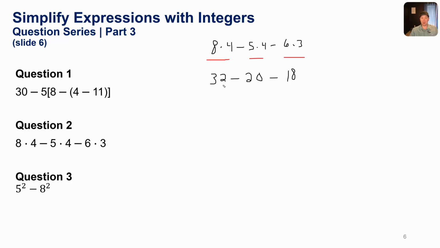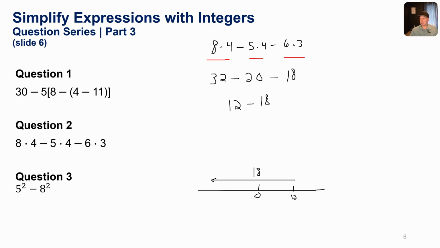Okay, so from here then we're subtracting. So 32 minus 20 is 12, minus 18. And 12 minus 18, if I go to my number line and model this, we're at 12. And then I'm subtracting 18.